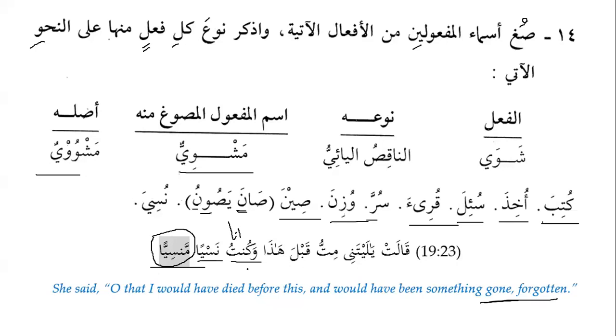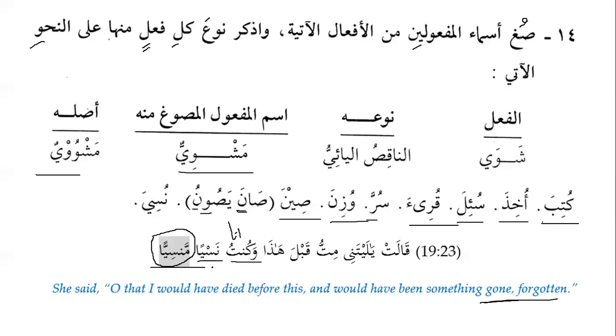But kana is fail, ana is file, and nasiyan is we know that ismu, this is ismu kana, and this is khabaru kana. So this is after ismul maf'ul, maf'ul mutlaq, yes, because it has the same root letters like nasiya. And we know that maf'ul mutlaq normally has the same root letters, okay? But we have to see whether nasa yansi fahuwa nasin.